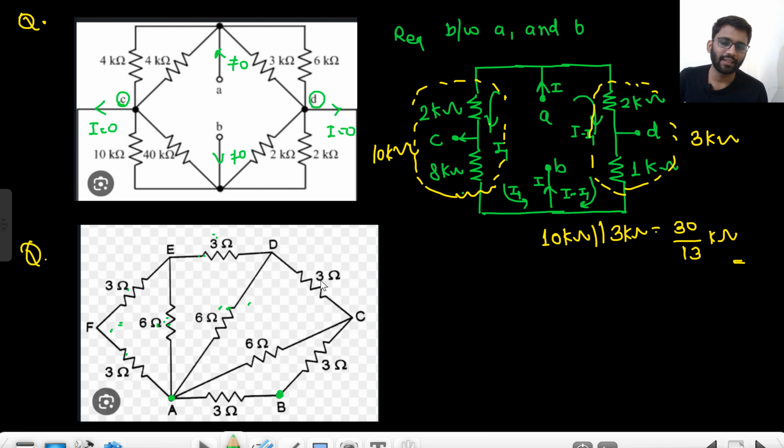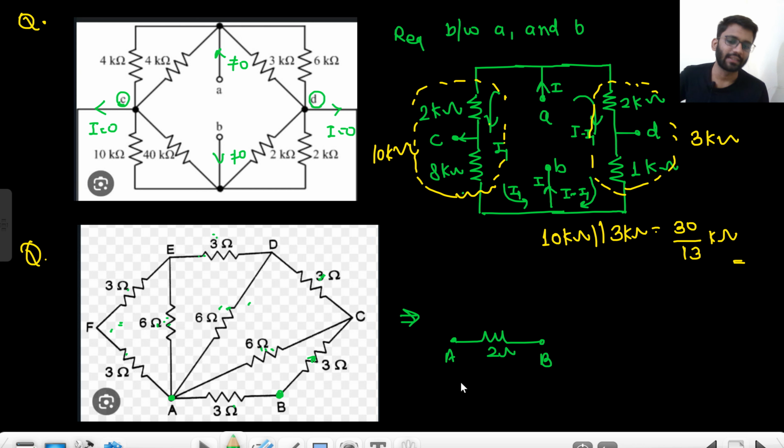It will give me 3. 3 and 3, again 6. 6 and 6 again in parallel. It will give me 3. 3 and 3, again 6. 6 and 3 are in parallel. That will give me 2. So basically between A and B, we will have 2 ohm resistance. That is the final answer.